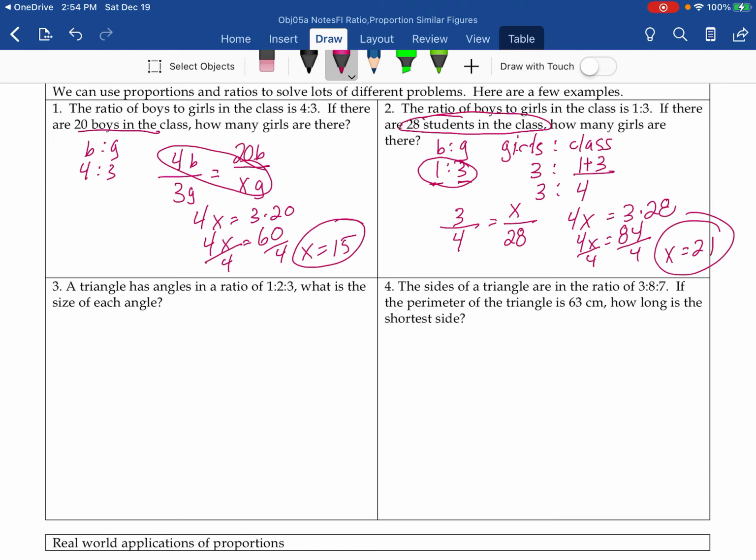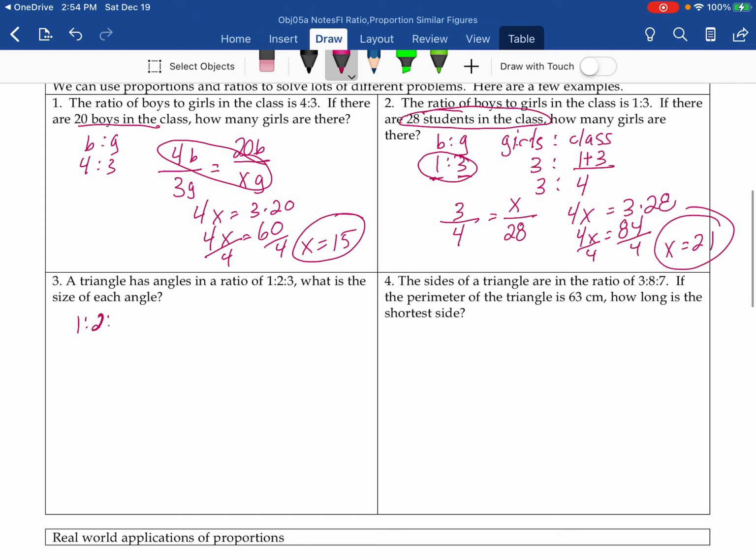A triangle has angles in the ratio of 1 to 2 to 3. What's the size of each angle? So this is what I want you to think about for these. Numbers that would be in the ratio of 1 to 2 to 3 would be like 2 to 4 to 6. But I know that doesn't work because they have to be angles of a triangle. And I know that the angles in a triangle add up to be 180, and those do not add up to 180. I could do 4 to 8 to 12, because those are in the ratio of 1 to 2 to 3. But again, this can't be it because it does not add to 180.